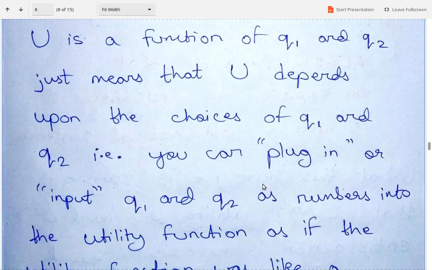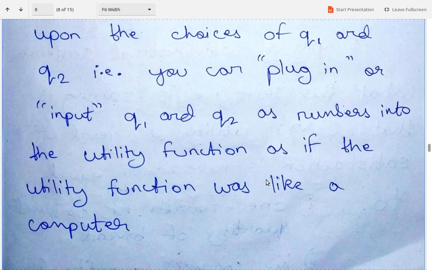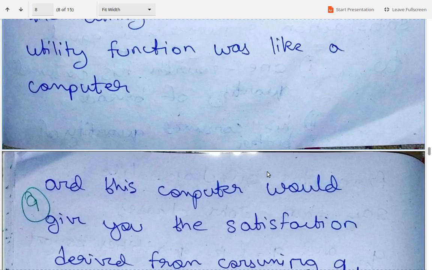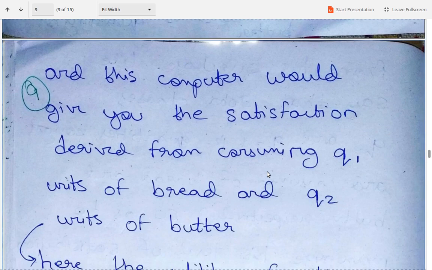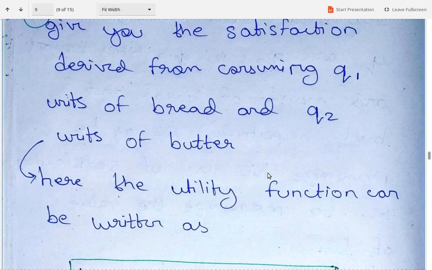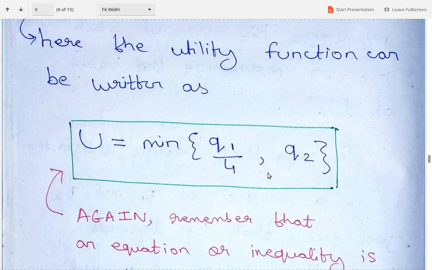That is, you can plug in or input q1 and q2 as numbers into the utility function, as if the utility function was something like a computer, and this computer would give you the satisfaction derived from consuming q1 units of bread and q2 units of butter. Here the utility function can be written as U equals the minimum of q1 by 4 comma q2.